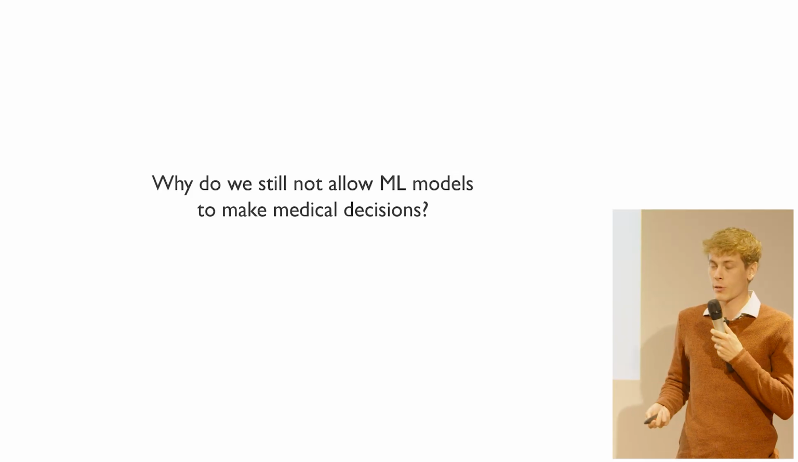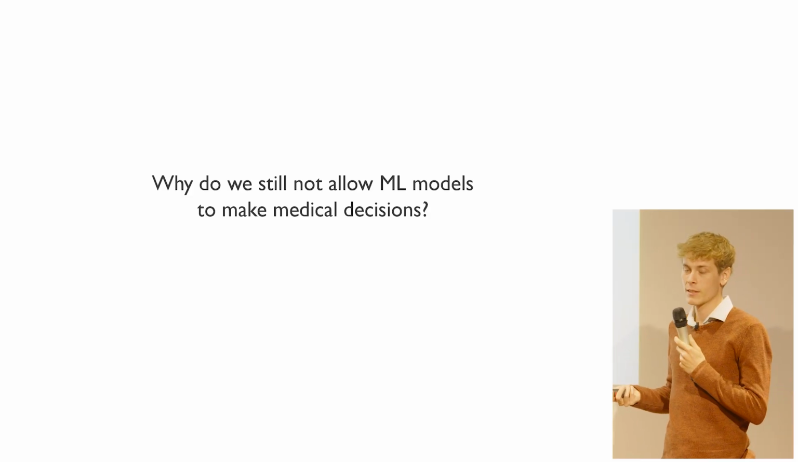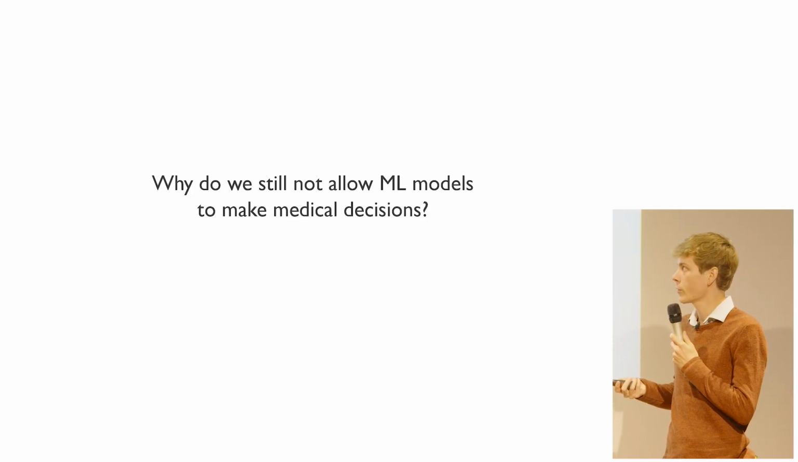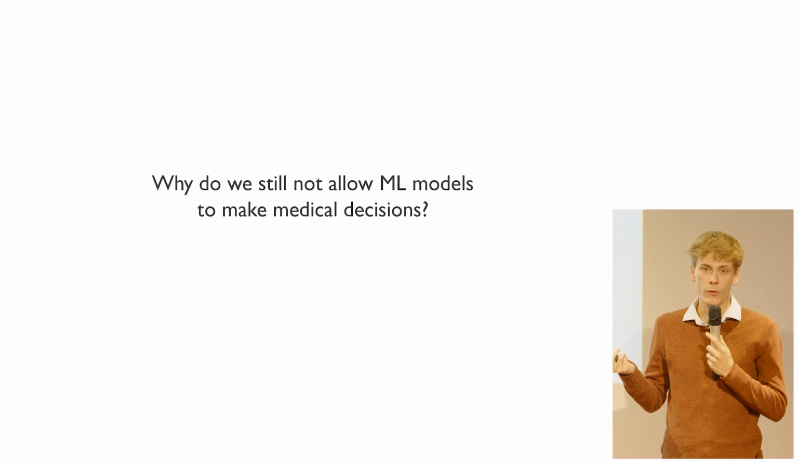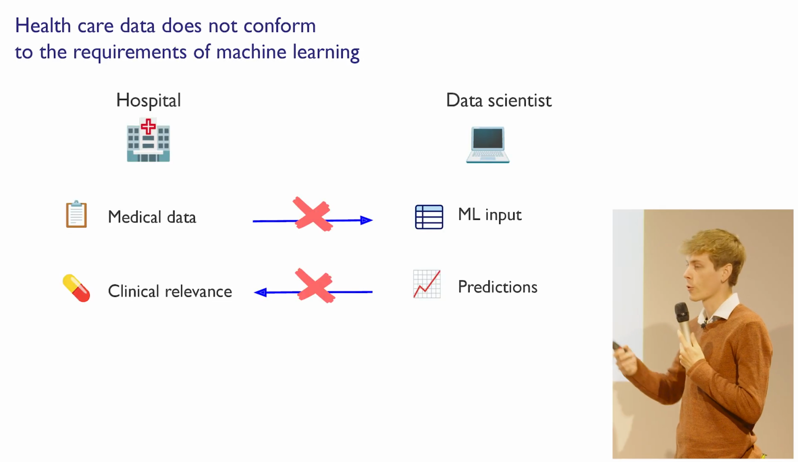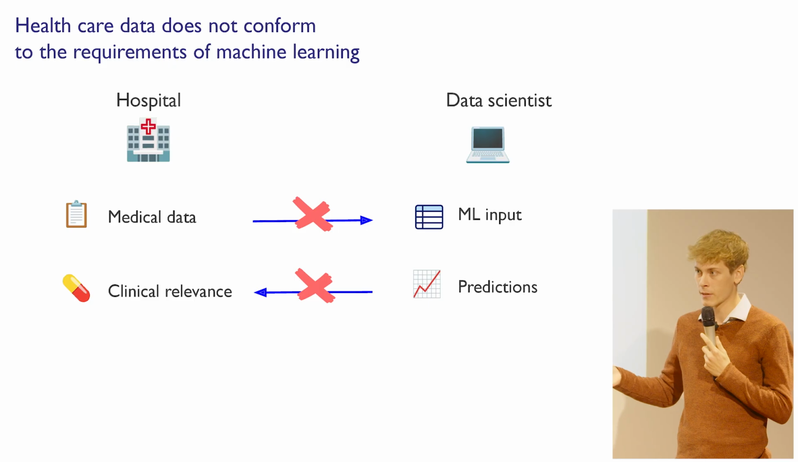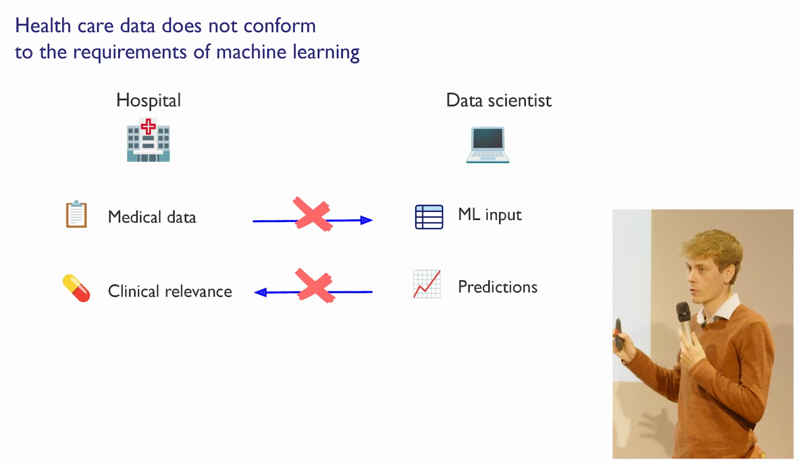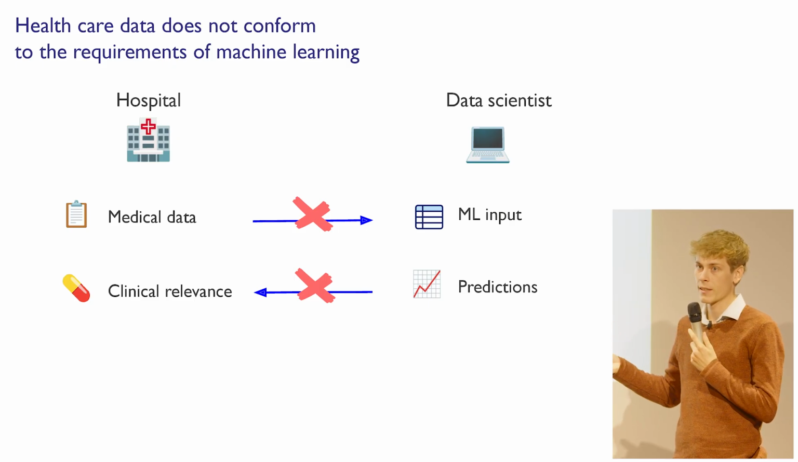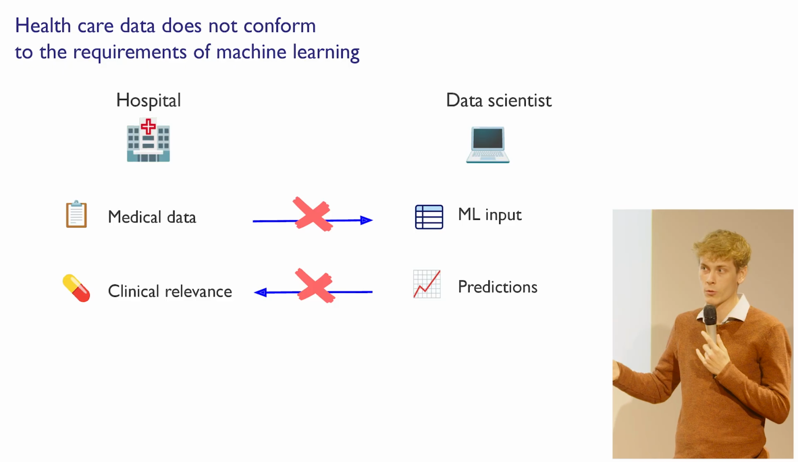So why do we still not allow our machine learning models to make medical decisions? There's a very practical reason for this, and that is that the healthcare data itself does not conform to the requirements of the machine learning. In hospitals, the data is gathered to make diagnosis or treatment plans, and the machine learning task is to make predictions from the data. It's fundamentally a different task. So there's a misalignment between the expectations here.